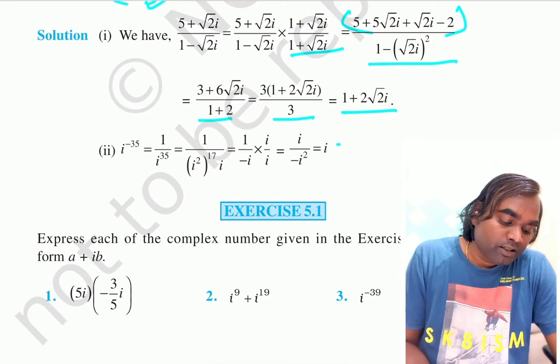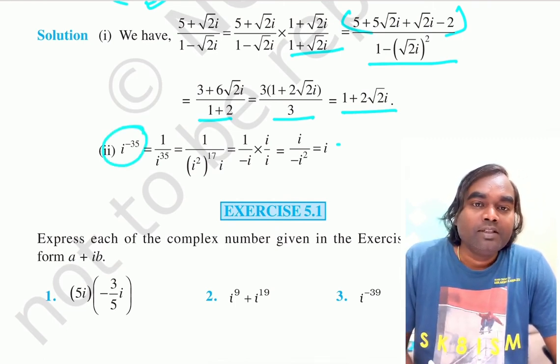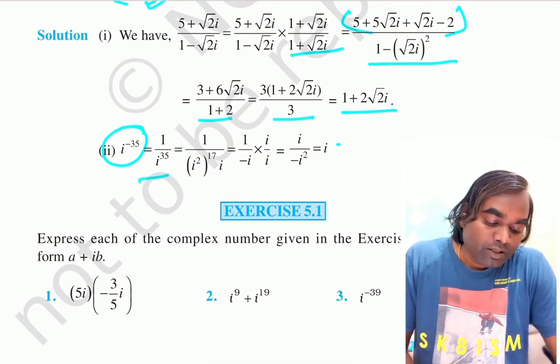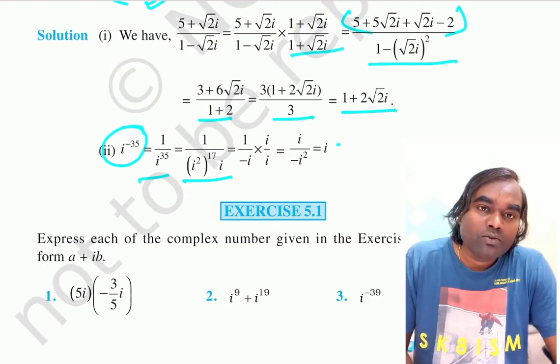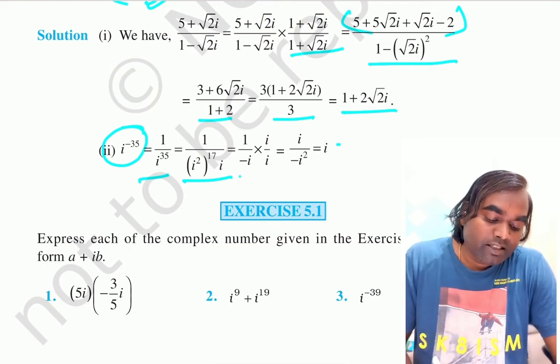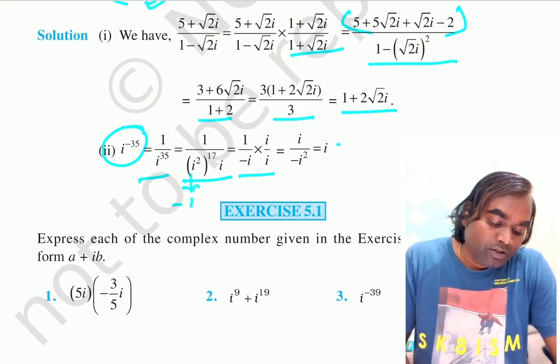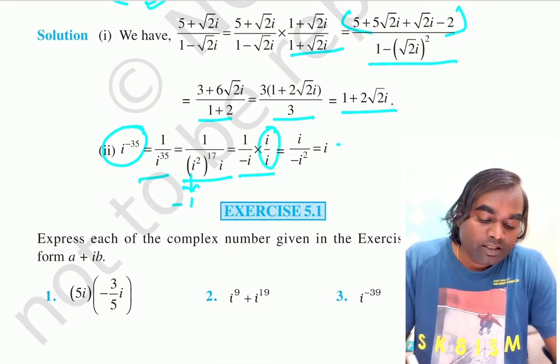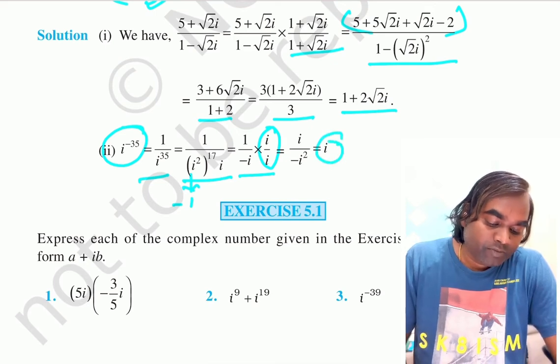Now you have to find i to the power minus 35 in terms of a plus ib. You know that this can be written as this, and you will simplify in terms of i square. After writing this in terms of i square to the power 17 into i, you will get this 1 by minus i, because this gives minus 1, so it will be minus. So 1 by minus i. Multiplying both numerator and denominator by i, you will get i by minus i square, that is i. So this can be written as 0 plus i.